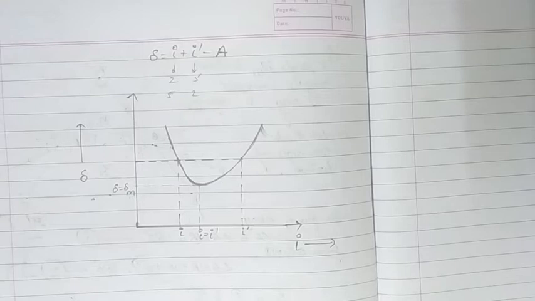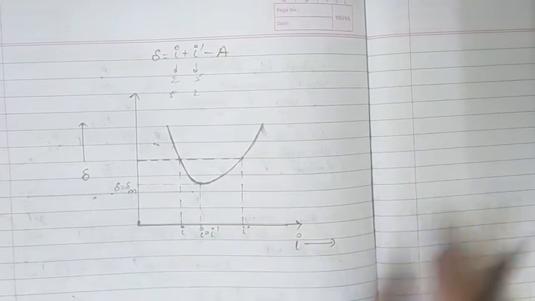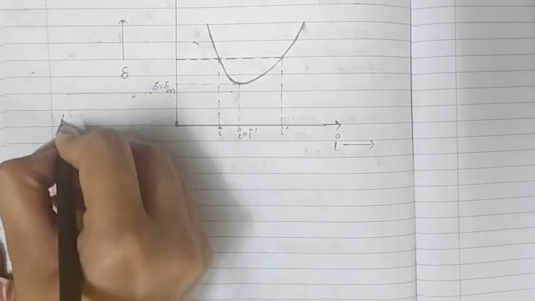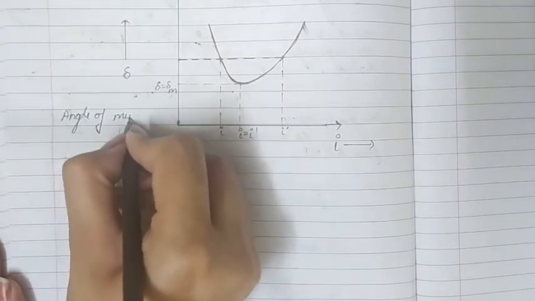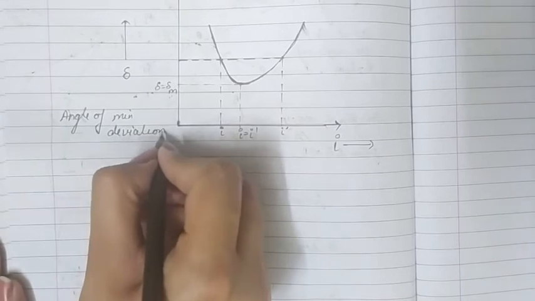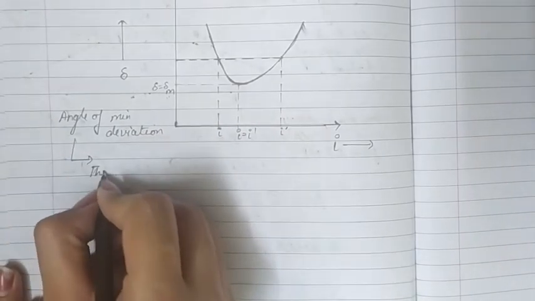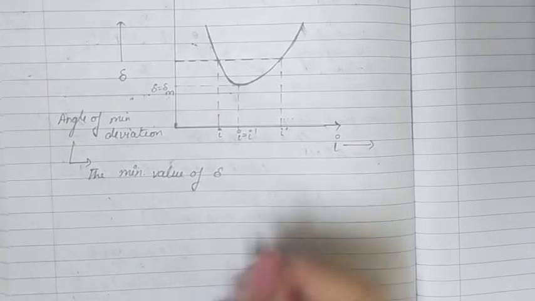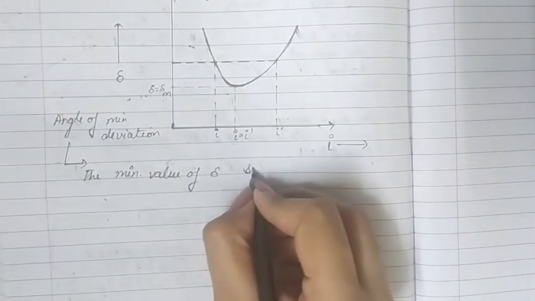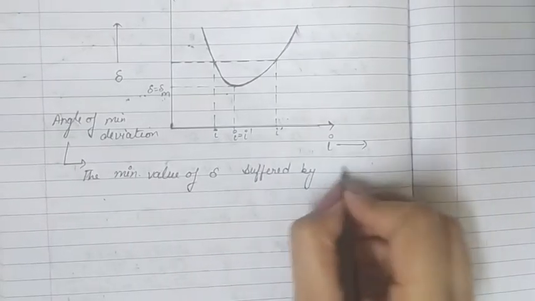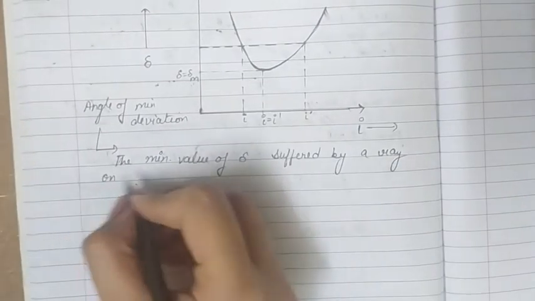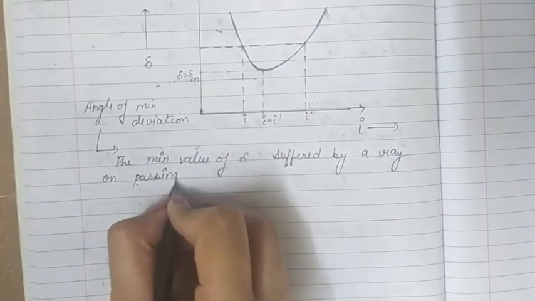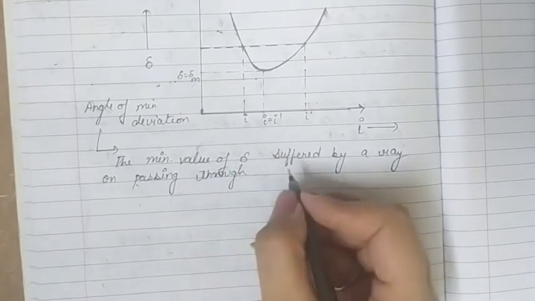The minimum value of angle of deviation suffered by a ray on passing through the prism is called the minimum deviation or angle of minimum deviation, and it is shown by delta m. So angle of minimum deviation is the minimum value of angle of deviation, meaning the minimum value of delta, suffered by a ray on passing through the prism.